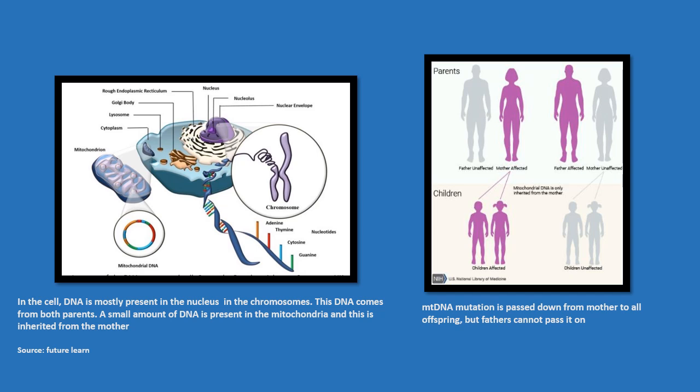Here, the figure on the left shows the location of DNA in the cell. DNA is present in the nucleus, in the chromosomes, and this DNA comes from both parents. DNA is also present in the mitochondrion in a much smaller amount and comes only from the mother. The figure on the right shows mitochondrial mutation DNA transmission. The affected mother passes the mutation to all offspring, whereas the affected father cannot pass it on.